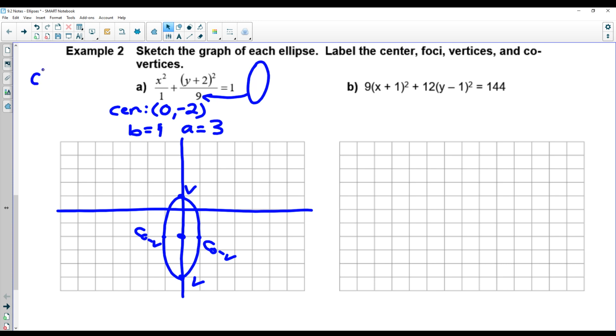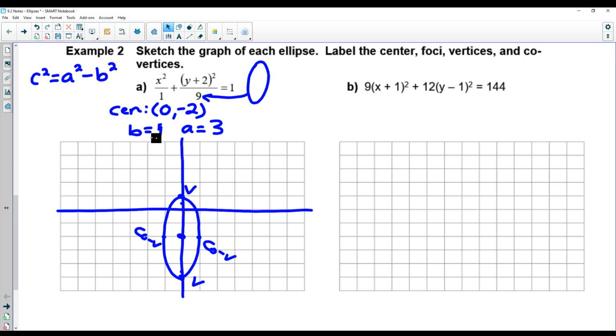The foci come from what I call the messed up Pythagorean theorem, because it's not a squared plus b squared equals c squared this time. It's a squared minus b squared equals c squared. Because a is always going to be bigger than b and c, because the foci, I'll just tell you, they're going to be about right there on this one. They're going to be way towards the vertices. But it's still smaller than a, my c value.